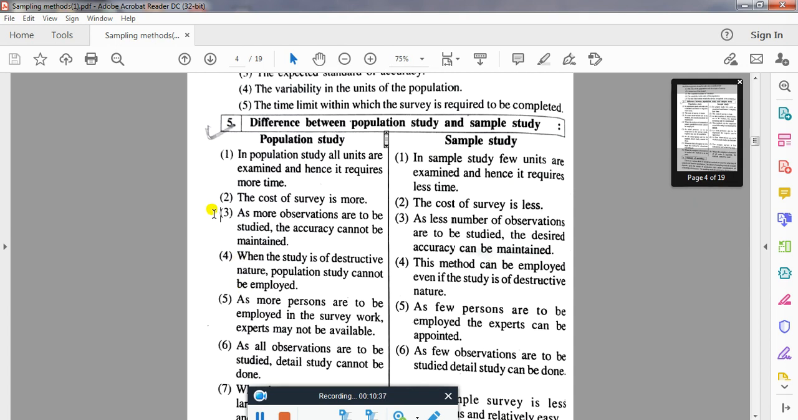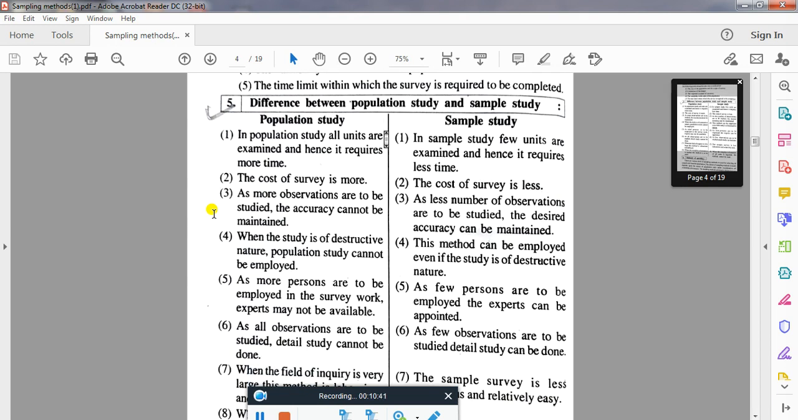So here is the difference between the population survey and the sample study. What is the difference between the population study and sample study? In population study, all units are examined, hence it requires more time, whereas in sample survey, a lesser number of units are to be examined, so we need less time. The cost of survey is higher in the population study, the cost of survey is less in the sample. As more observations are to be studied, the accuracy cannot be maintained.